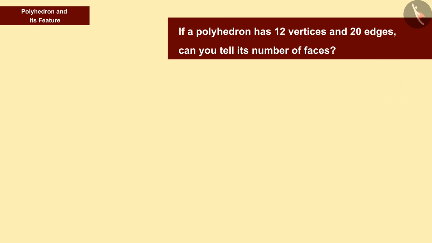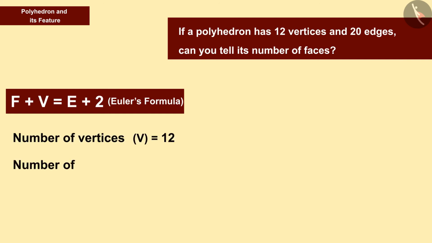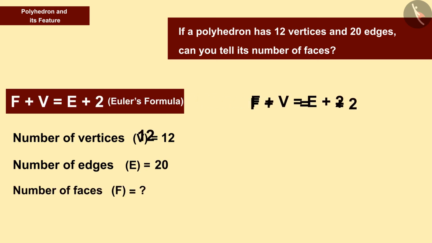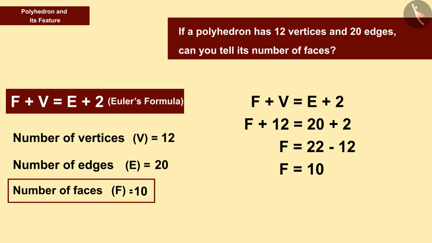Do you remember the formula that shows the relationship between the number of faces, edges, and vertices of a polyhedron? Perfect! In the previous video, we learned about the Euler's formula for polyhedrons. Here, the number of vertices, V, is 12 and the number of edges, E, is 20. And we have to find the value of F, the number of faces. By substituting the values of V and E in the Euler's formula, we get 10 as the value of F. So there are 10 faces in the polyhedron.